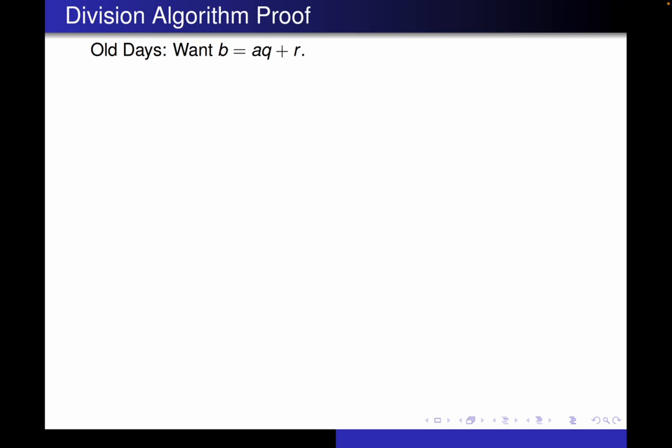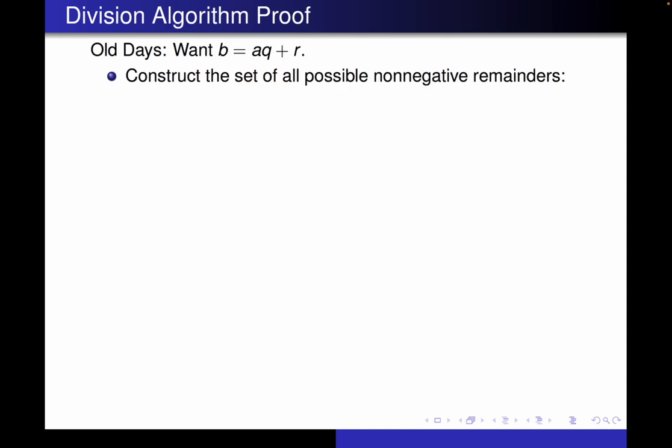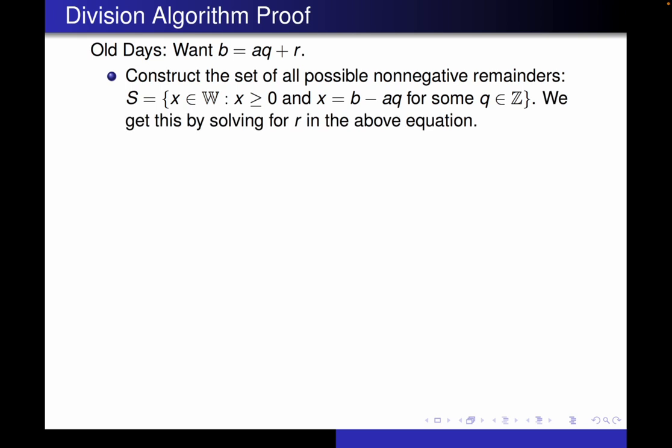All right, so first of all, we want b equals aq plus r. That is what it means to have a quotient and a remainder. So what we did first was construct the set of all non-negative remainders. We chose all whole numbers x that had the form b minus aq, where q is an integer. And of course, we got that by solving for r in the equation b equals aq plus r.